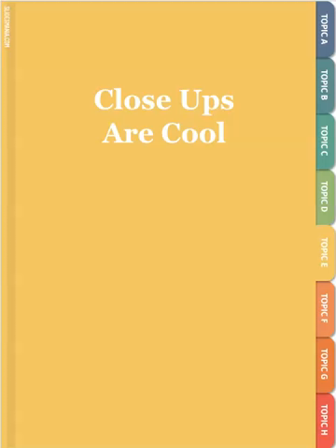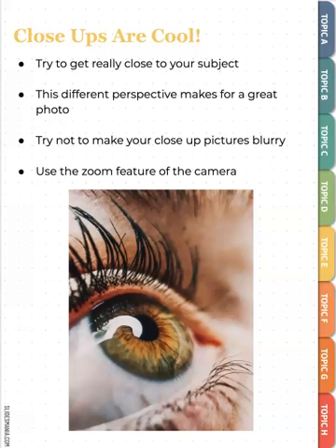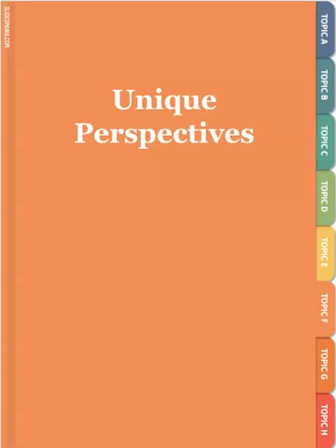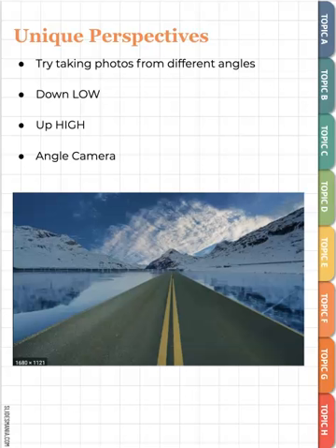Another thing to think about is close-ups are cool. You want to make sure you try to get really close to your subject. This different perspective makes for a great photo. You want to make sure that your close-ups do not come out blurry, but you can use the zoom feature of your camera or your phone to get close-up pictures. Unique perspectives. This is a really easy one to do.